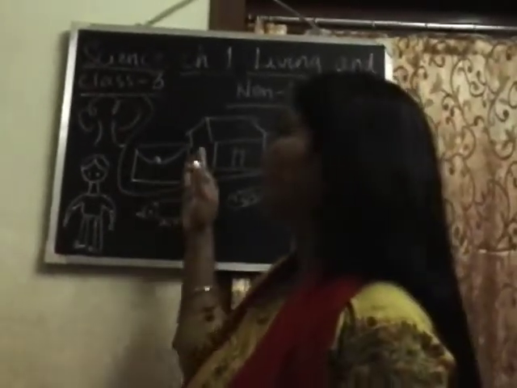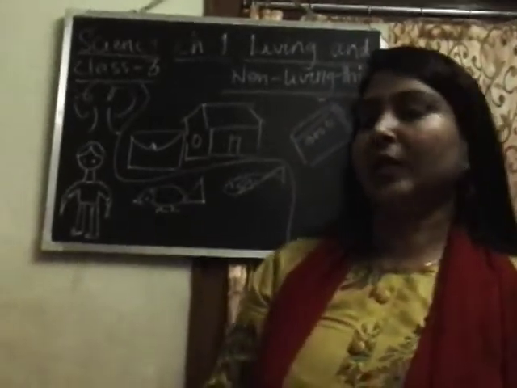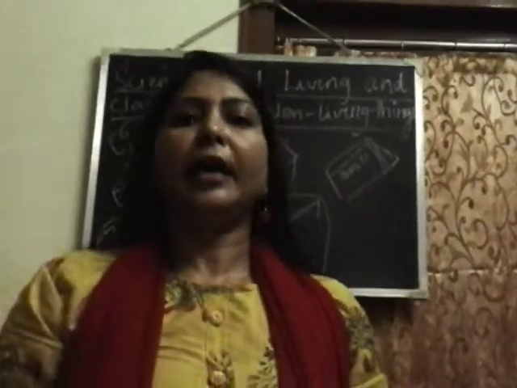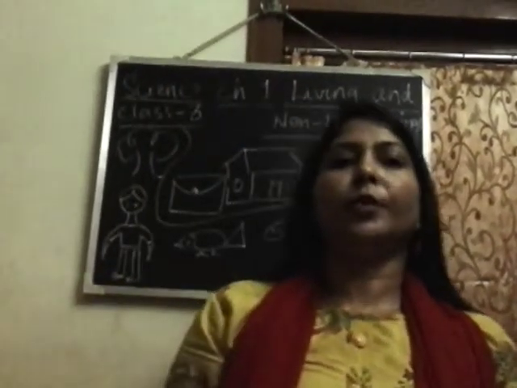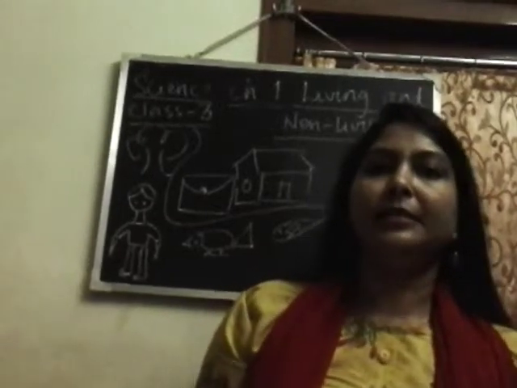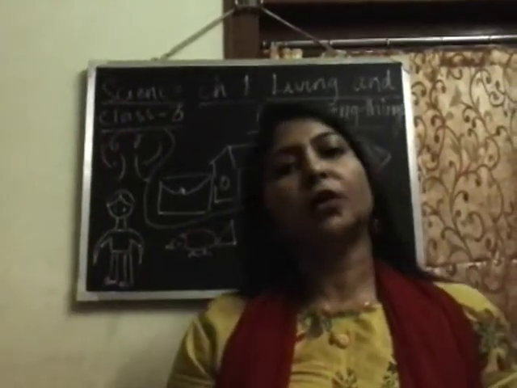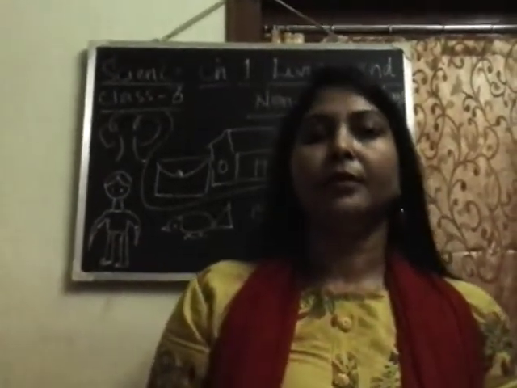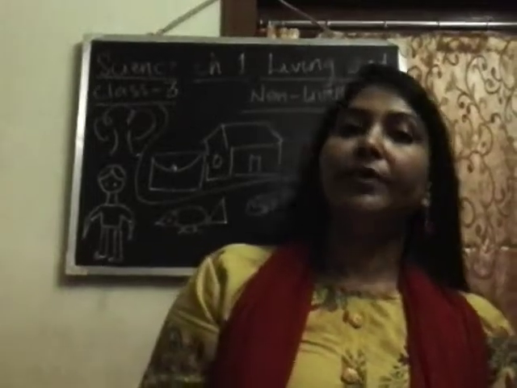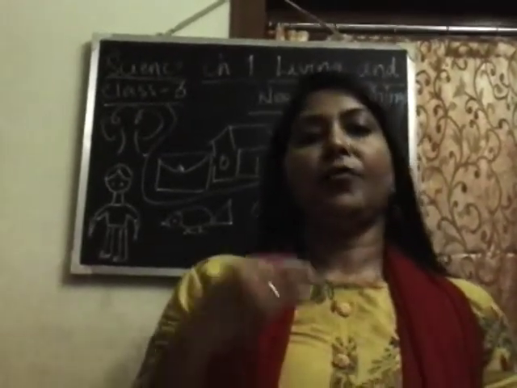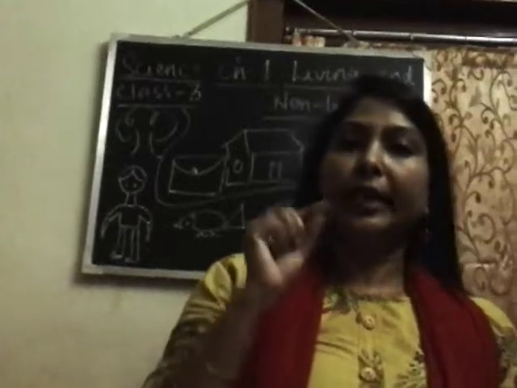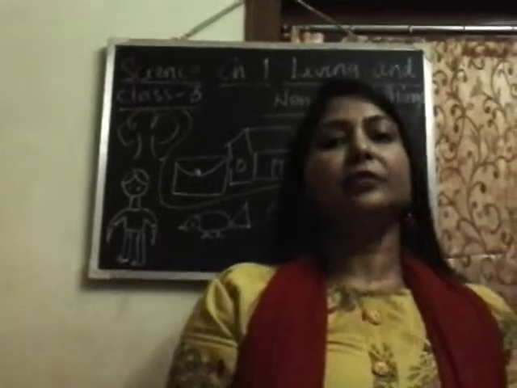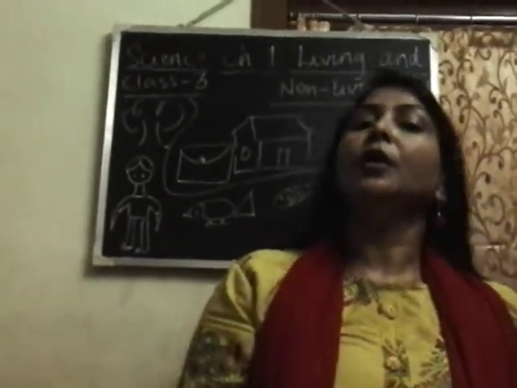Fine. And things such as a purse, house, book, and you can also see in your surroundings a bed, table, chair, pen, pencil, fridge, fan. These are all non-living things. Why? Because they don't have life in them. Alright. So how can we define living things? We can define living things as things which have life in them, and things which do not have life in them are called non-living things.